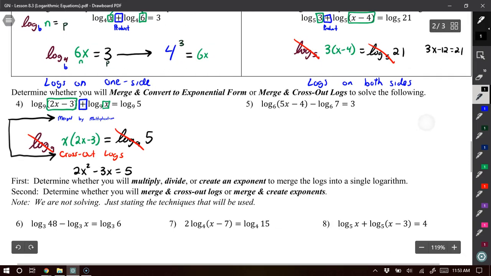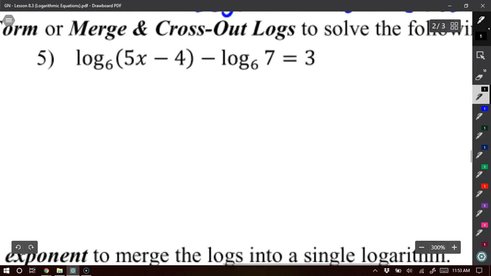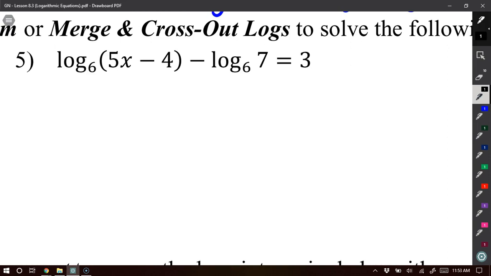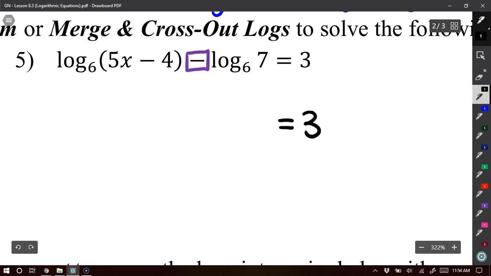So if we look at this one, how am I going to merge this one together? Log base 6 of 5x minus 4 minus log base 6 of 7 equals 3. I see a minus sign. Man, I like that right side. I mean, look at that. That's just beautiful. Equals 3. So simple. Left side's more complicated, so let's simplify it.